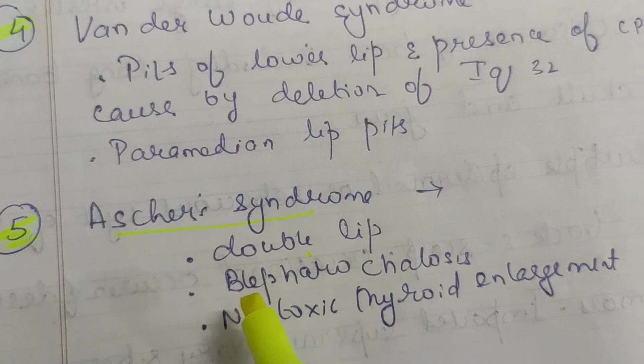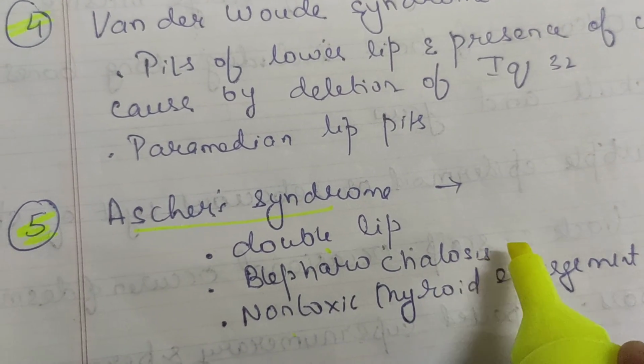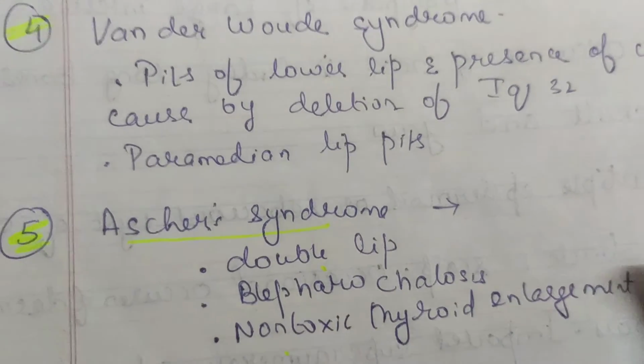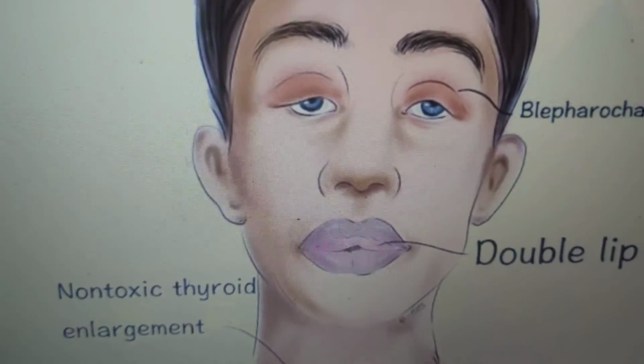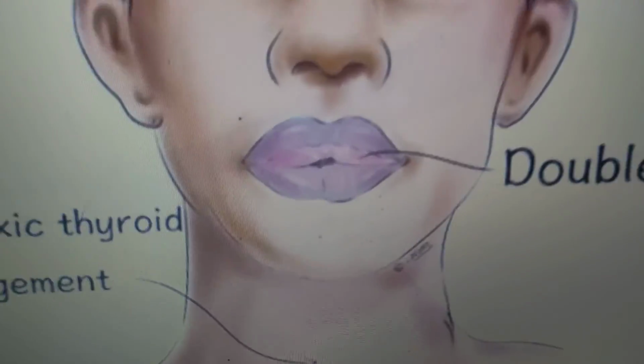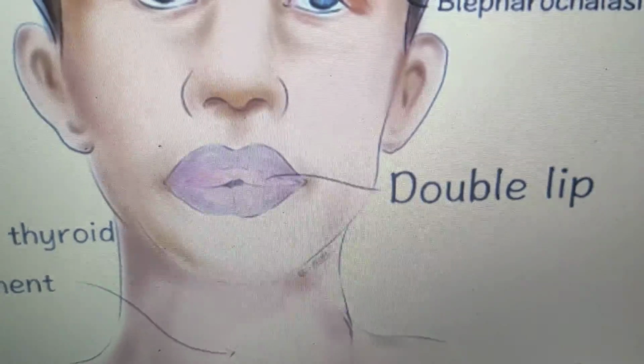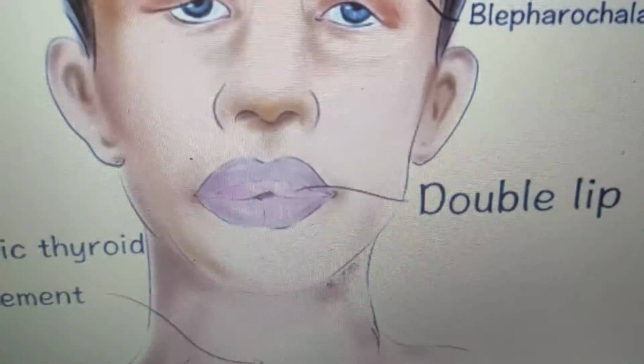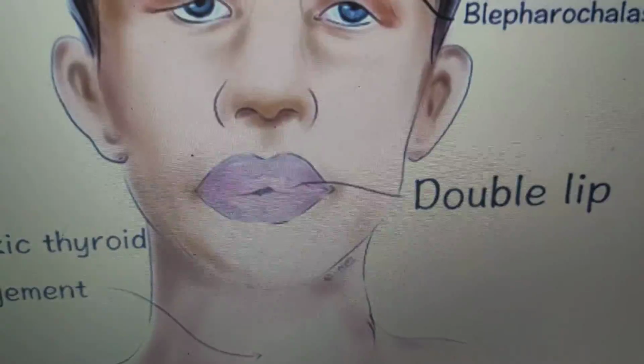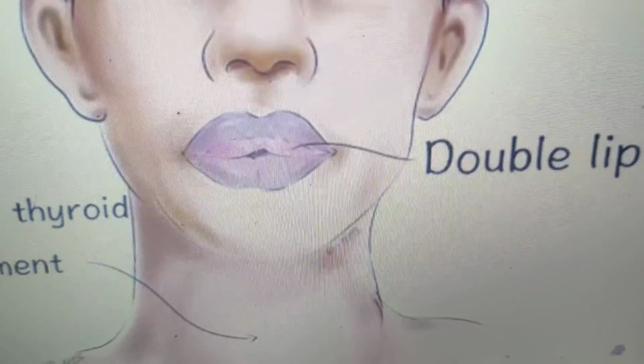blepharochalasis. Okay, blepharochalasis, there will be a fall of the upper eyelid. Okay, I'll show you the diagram related to this. Yes, this is Ascher syndrome. You can see double lip, cupid's bow shaped lip. You can see this topic in a video I have recorded regarding the developmental deformities of the lip.